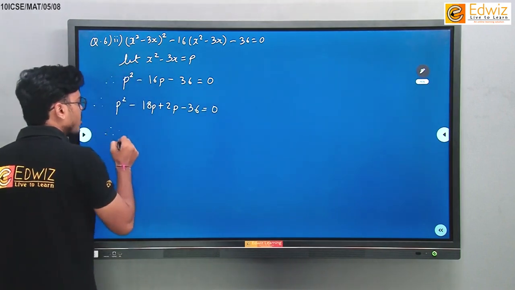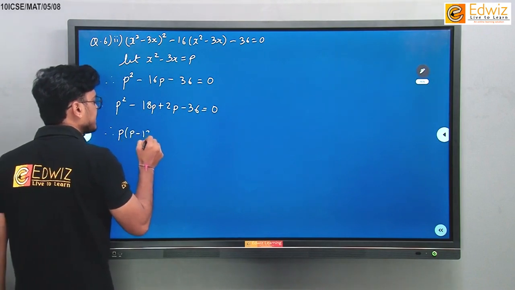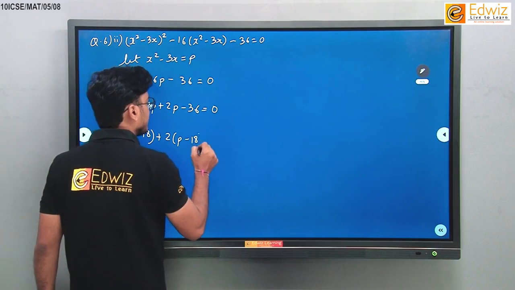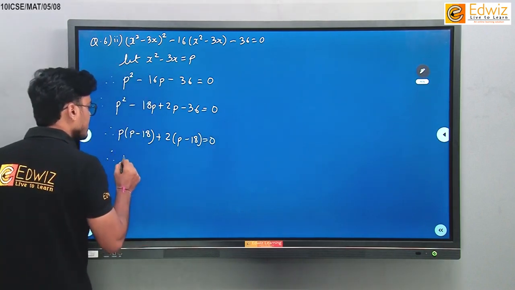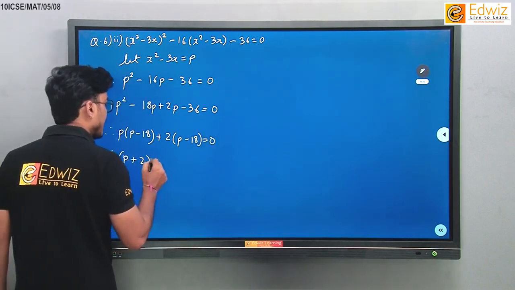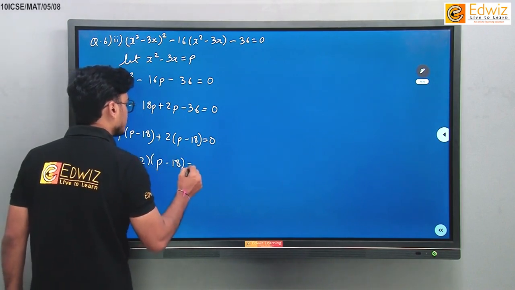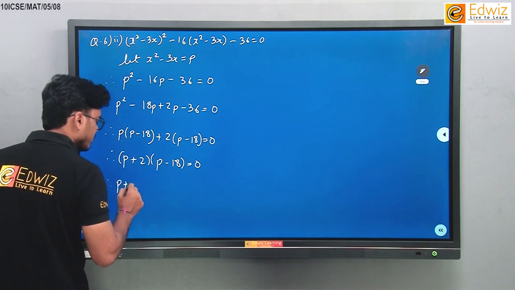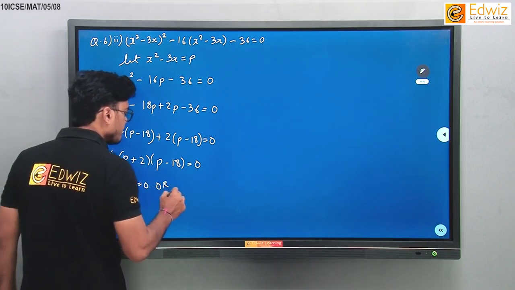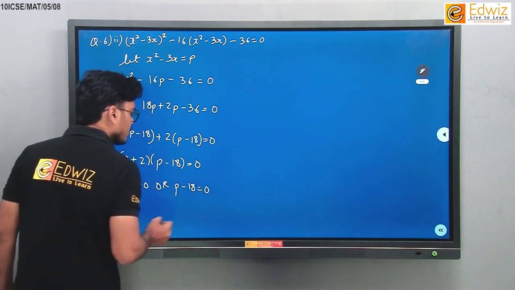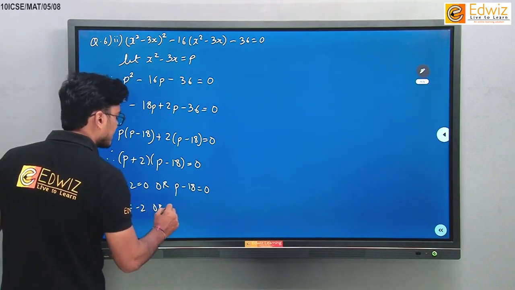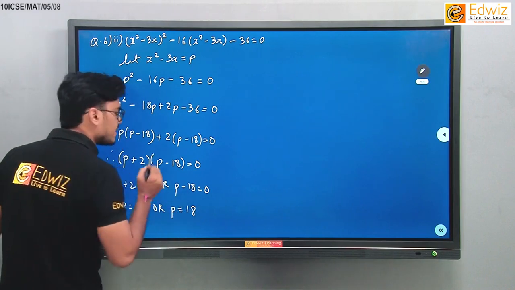Okay. So p is common here. p minus 18 plus 2 is common here. Again p minus 18. The two brackets are p plus 2 and p minus 18 equal to 0. So from these two terms you can see that p plus 2 will be 0 or p minus 18 will be 0. So the value of p can be minus 2 or it can be positive 18.